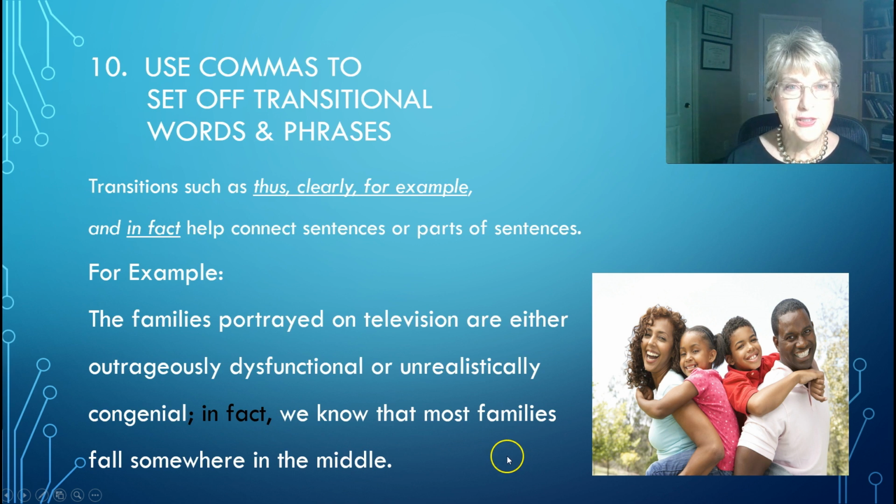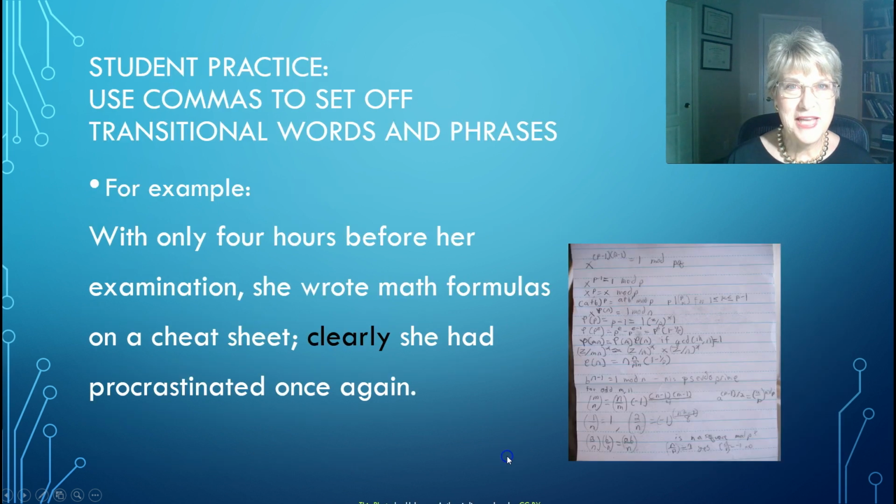And so let's do a student practice to make sure that we have this. Okay. With only 4 hours before her examination, she wrote math formulas on a cheat sheet. Clearly, she had procrastinated once again. So I wrote clearly, which is your transitional word, in black, it kind of helps you. So if you're thinking the comma should go here, that's exactly right. Clearly, comma, she had procrastinated once again.